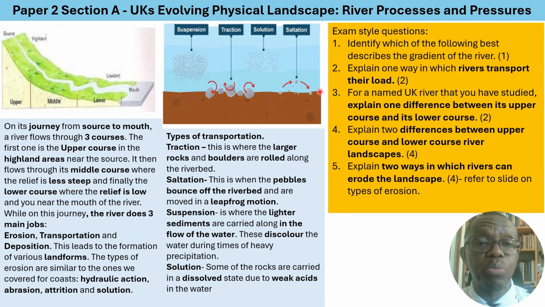So it's a type of transportation, or a way in which rivers will transport sediment. And then the third one is suspension. Now we know that some of the sediment in the water is light enough to be carried along in the flow of the water. And that sediment is going to be carried in suspension. In other words, it's going to be suspended in the water and therefore move along with the flow of the water. And it is this suspended material that normally discolors the water in times of heavy rain. It's actually what makes the water look very brown in color.